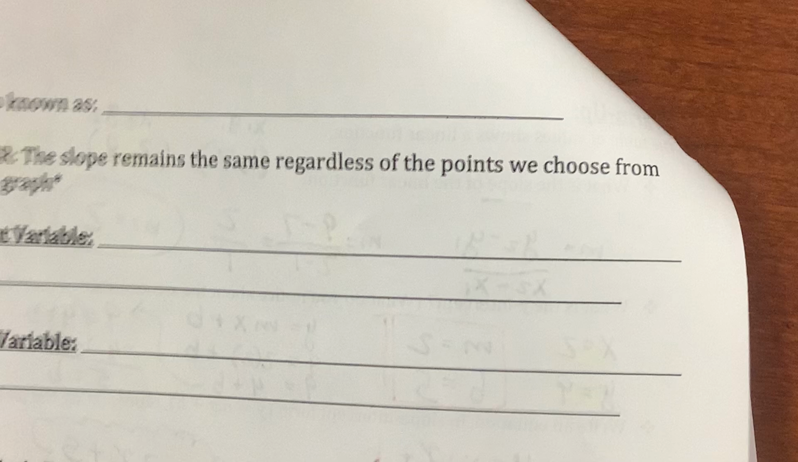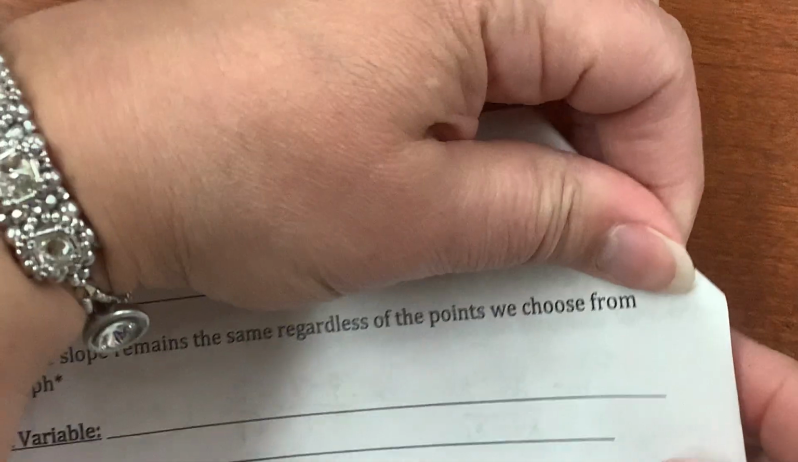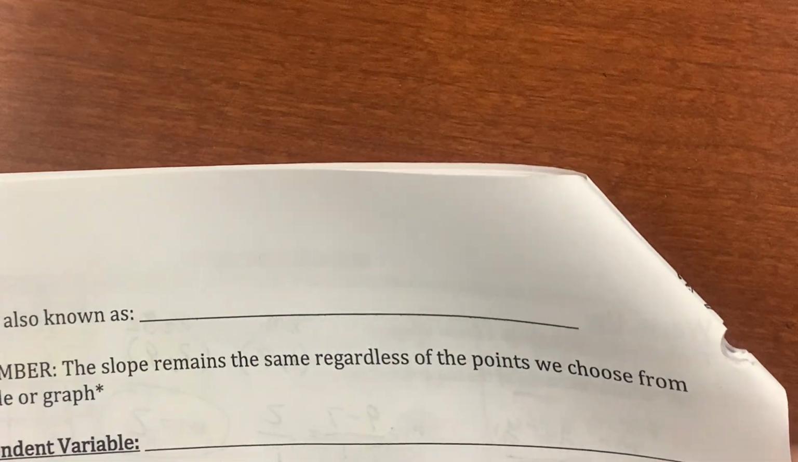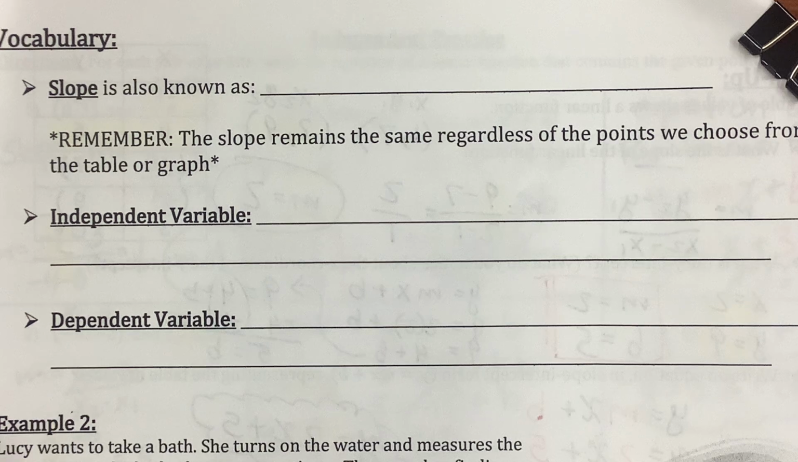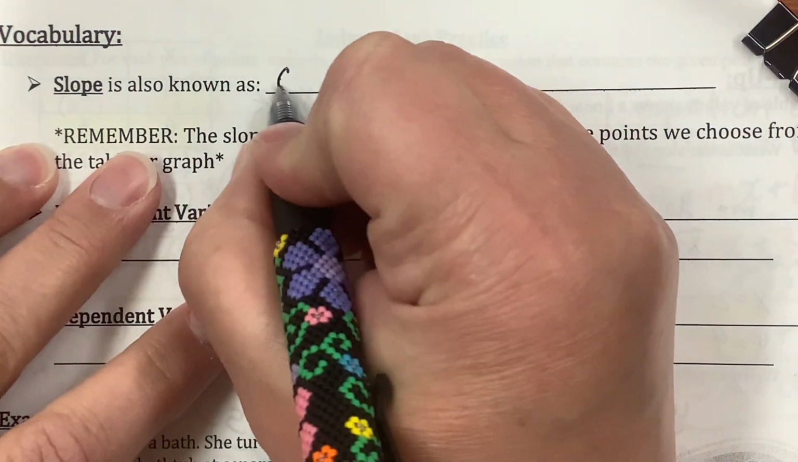Oh, look at this vocabulary. Ugh. Love vocabulary. Yeah, maybe if I was an English teacher, I'd love vocabulary. But remember, math is like a language. Once you know the vocabulary, you're able to do the problems. So slope is also known as rate of change. As a matter of fact, I'm even going to add the word constant rate of change because the slope on a linear equation is constant. It doesn't change. So it's known as a constant rate of change.